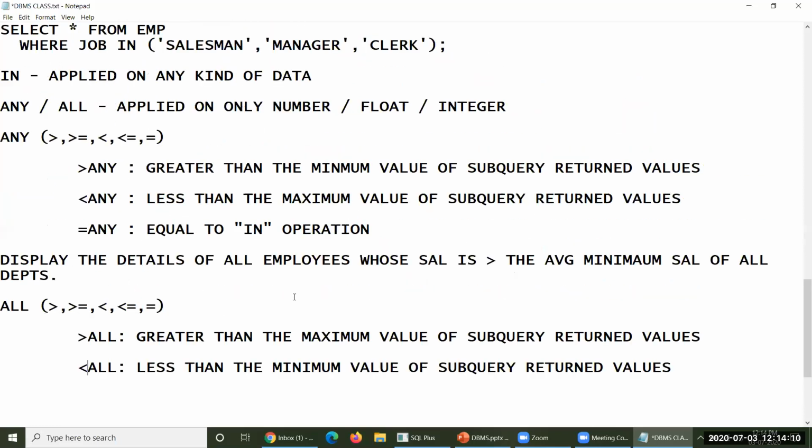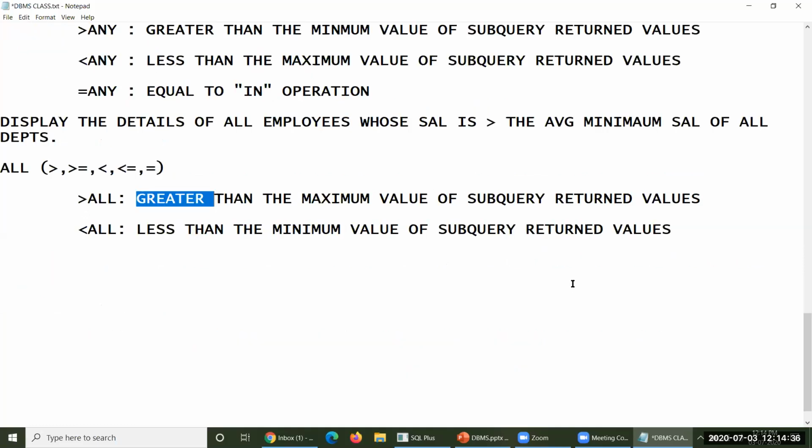More specifically, ANY, SOME, and ALL can be applied only on number, float, or integer kinds of data types. They cannot be applied to any other. Only these three kinds of data types can be operated on, which is why we are talking about greater than or less than. That is the only reason why greater than and less than are taken into consideration.